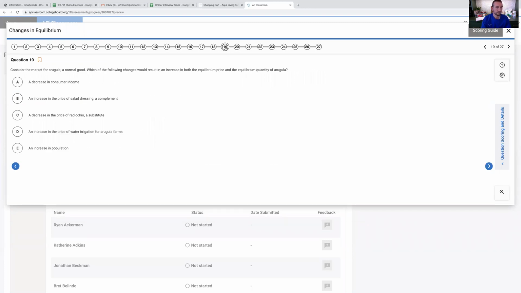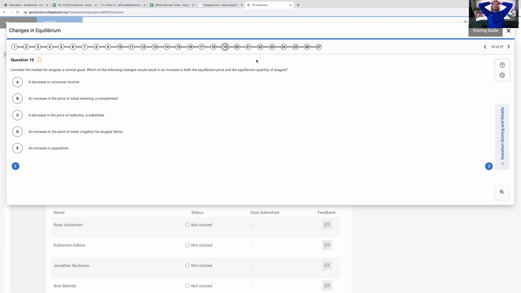Number 19. Consider the market for arugula, a normal good. Which of the following changes would result in an increase in the price and quantity of arugula? So think about your supply and demand graph. What would result in an increase in the price and quantity? So let's start with supply. If you increase supply, you have a lower price and a greater quantity, so that's not it. If you decrease supply, you have a higher price, but a lower quantity, so that's not it.